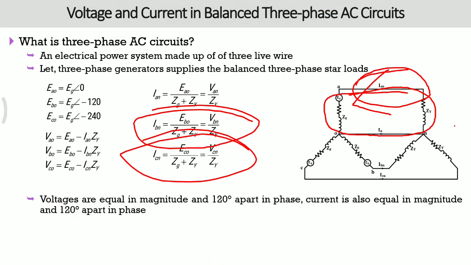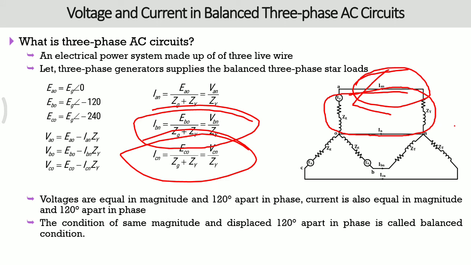Then voltages are equal in magnitude. So this is the condition of a three phase circuit. Voltages are equal in magnitude, 120 degrees apart in phase, and currents are also equal in magnitude and 120 degrees apart in phase. So this is the condition to become the three phase supply. The condition of same magnitude and displaced 120 degrees apart in phase is called the balanced condition.